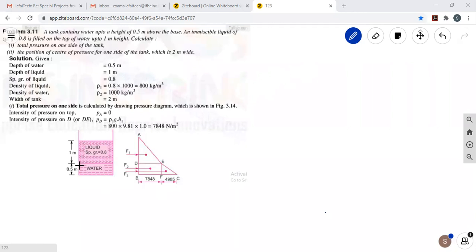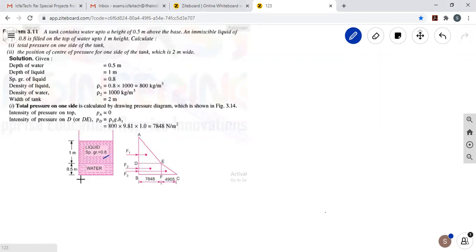Then some oil is there, an immiscible oil. That means it will not mix with pure water. It is like a layer sitting on the water, up to 1 meter height, whose specific gravity is given as 0.8, filled up to 1 meter height. He is asking for the total pressure on the side of the tank.